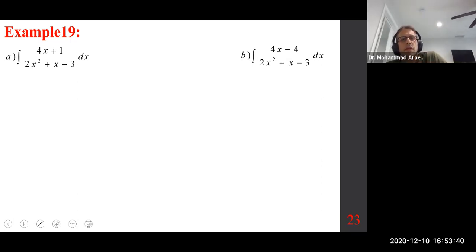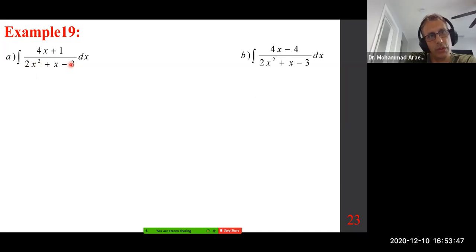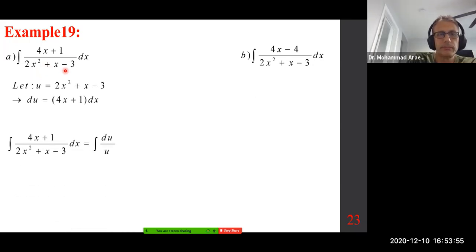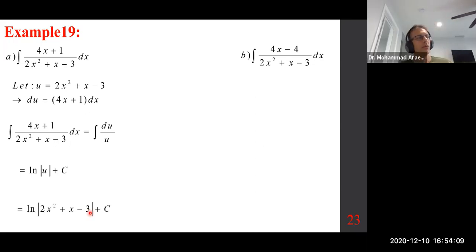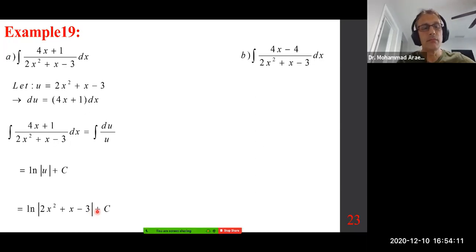We want to integrate. First thing first, can we simplify, can we factor? The answer is no here. If you choose the denominator to be u, then du becomes 4 dx. And it's just a natural log. Replace it, and you're done. You definitely need an absolute value because it could be positive, could be negative.